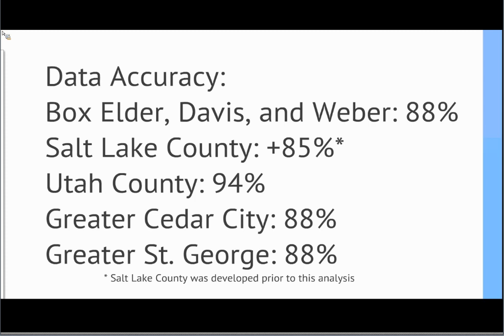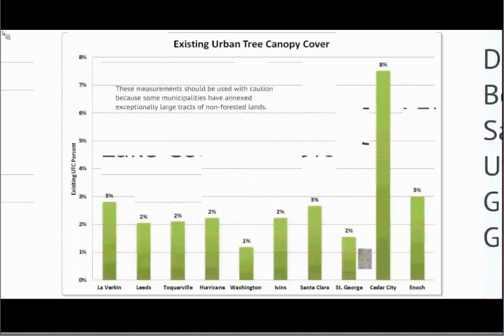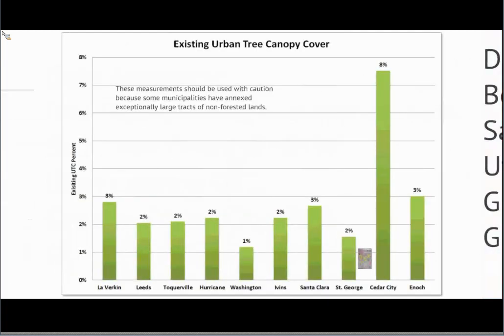However, we did run into some errors of commission where we had pixels that were committed to a tree class where they most likely shouldn't have been. But it was certainly very good for the models and the data that were used. So 88, 85, Utah County came out very well. We spent a little more time working on Utah County than Cedar City and St. George.